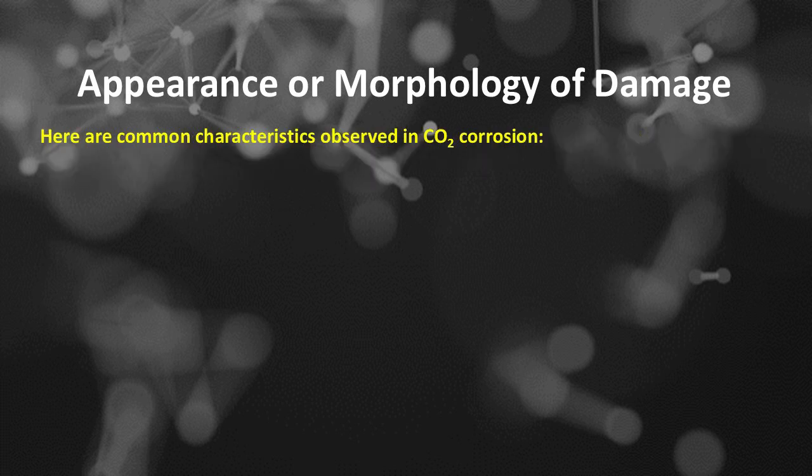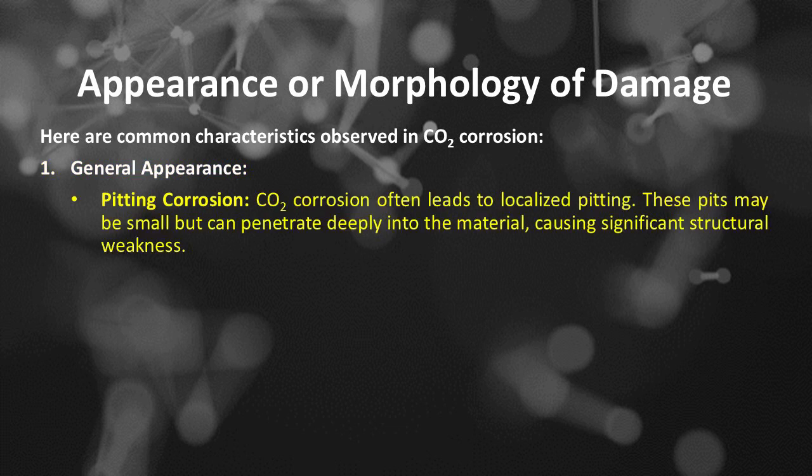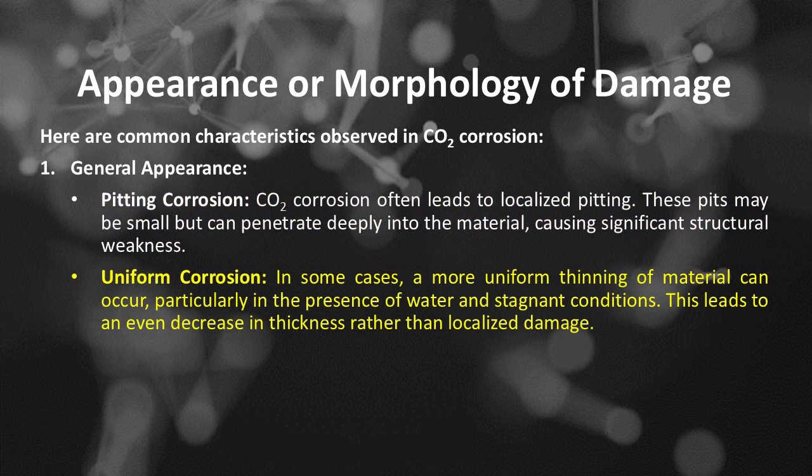Here are common characteristics observed in CO2 corrosion. Characteristics number 1 is general appearance. Pitting corrosion. CO2 corrosion often leads to localized pitting. These pits may be small but can penetrate deeply into the material, causing significant structural weakness. Uniform corrosion. In some cases, a more uniform thinning of material can occur, particularly in the presence of water and stagnant conditions. This leads to an even decrease in thickness rather than localized damage.